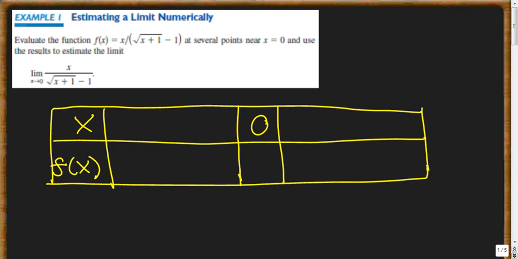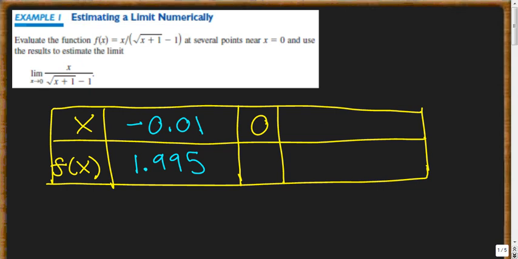So if I were to plug in any number that's very much smaller than 0, like negative 0.01, or the same thing as negative 1 over 100, what happens if I plug it into that function? Well, if I use my calculator and plug it in, making sure that I use brackets and everything correctly, I'm going to see that I get 1.995.